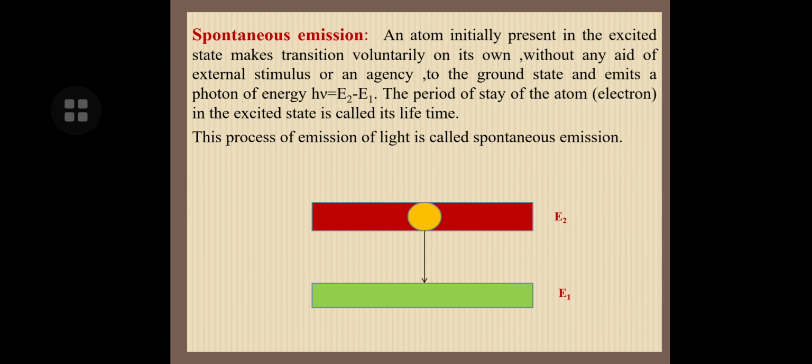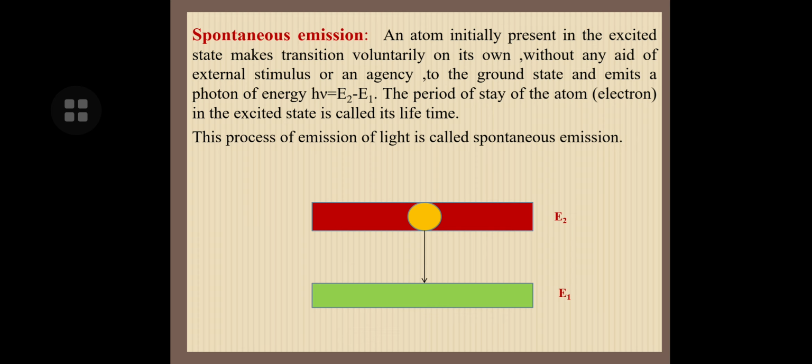Next, this excited state is unstable for the atoms. The atoms stay in the excited state for a very small lifetime, about 10 to the power of minus 8 seconds. After that time, the atom comes to the ground state in one of two ways: voluntarily or forcefully. If the atom comes to the ground state voluntarily after its lifetime, it is called spontaneous emission. If the atom comes to the ground state before its lifetime, it is called stimulated emission.